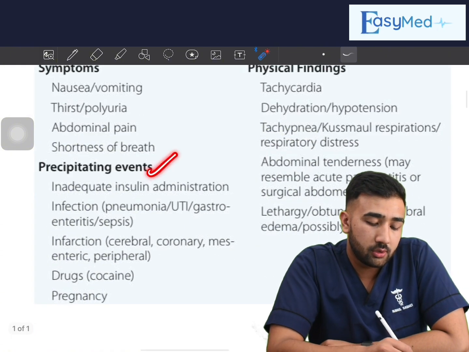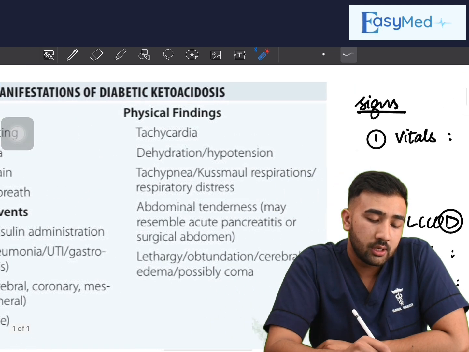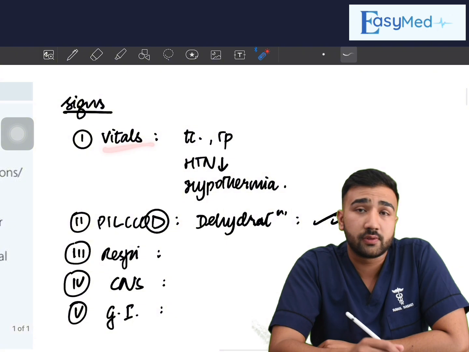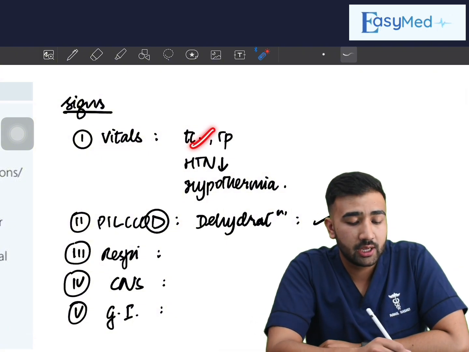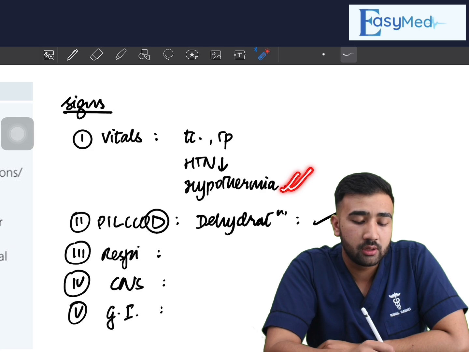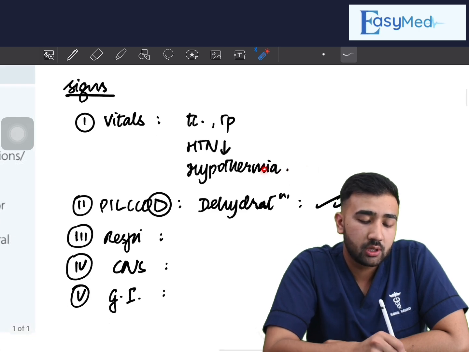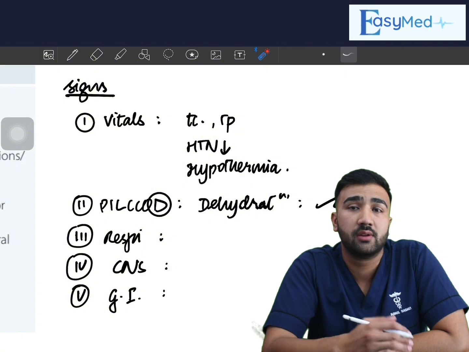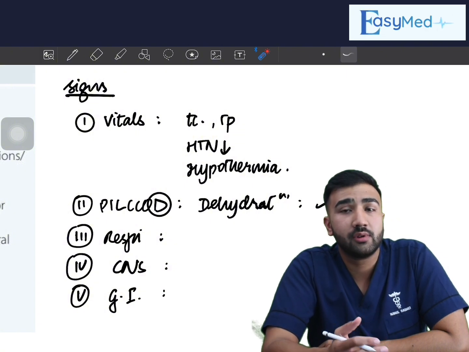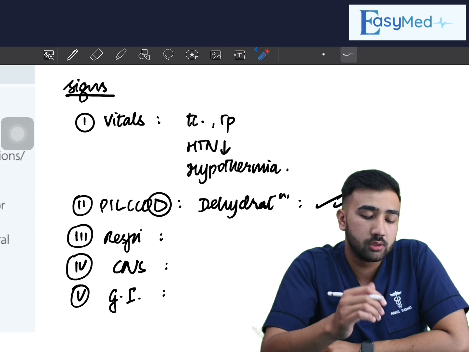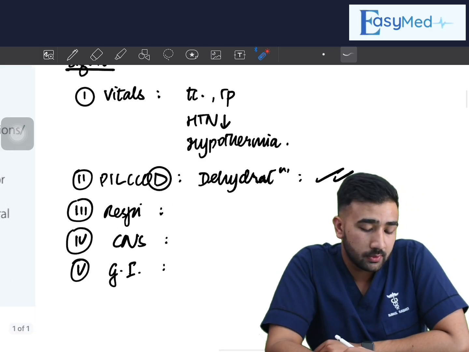So we've already talked about the precipitating events, and now talking about the signs, talking about the vitals first. There is usually tachycardia and tachypnea, there is hypotension and hypothermia. We said earlier that the most important precipitating factor is infection, but however, even if the patient has infection, the patient may usually be hypothermic. So that is very important to remember.